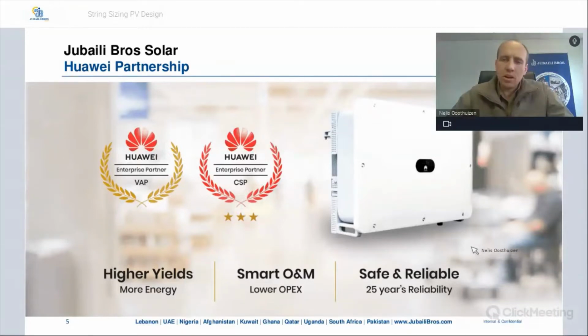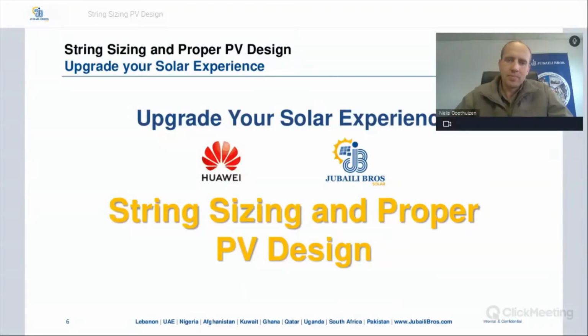What we also like about Huawei is that when it comes to warranty support, if there's a fault in an inverter, it's as easy as replacing it if it's a valid claim. So it's not components being stripped out and then fixed. If there's a problem, the whole inverter gets replaced.